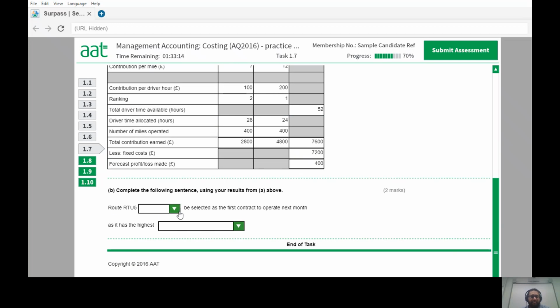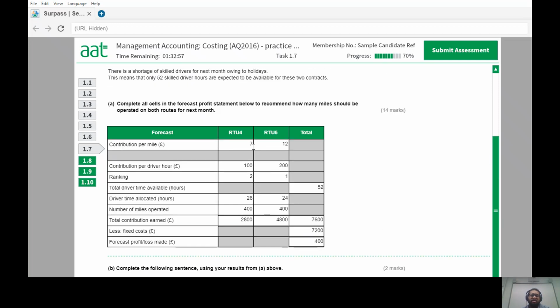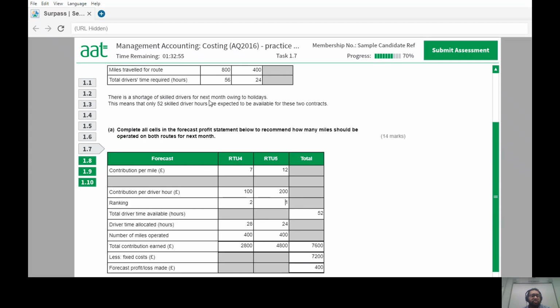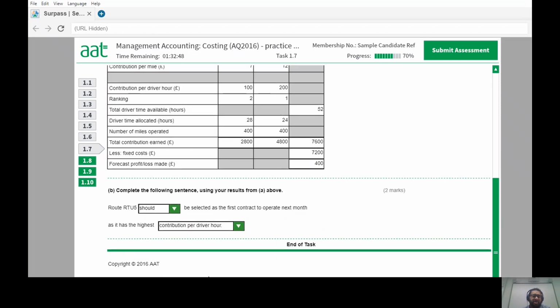So should RTU 5 be selected as the first contract to operate next month? Yes, we are selecting it because it has the highest contribution per driver hour, as we are using driver hour contribution as the deciding factor. Why? Because it's not the miles that are the limiting factor, it's the driving hours, because we don't have enough driving hours. So we have to use as the measure which route gives you more contribution per driver hour.